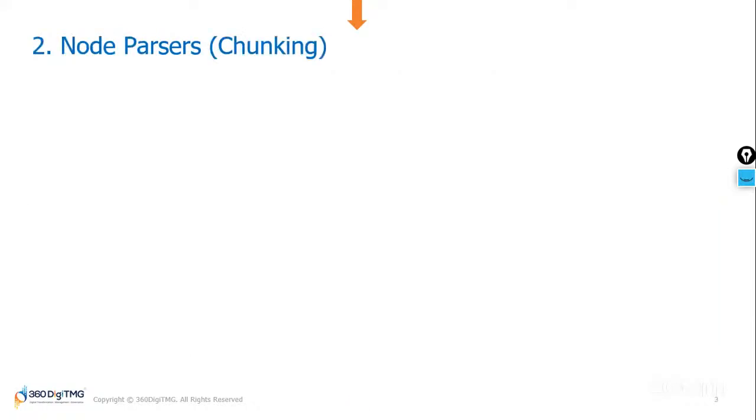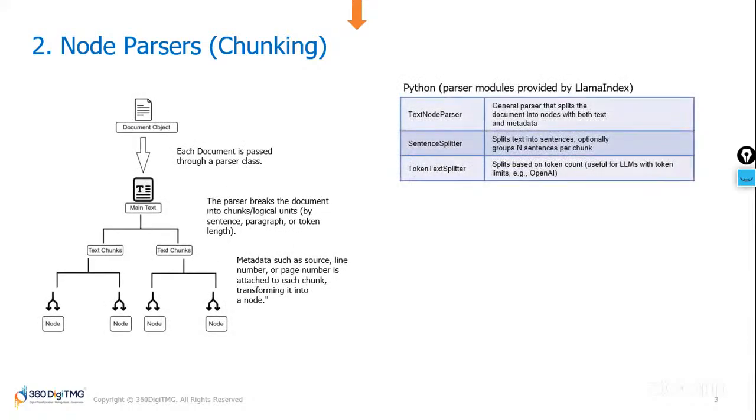Next comes the chunking function. Once we have the structured documents ready, we need to break them down into smaller logical parts. These smaller logical parts are nothing but chunks. This process is called chunking. Each document will go through a parser class, which will break the document into smaller logical parts, maybe based on sentences, paragraphs, or token lengths. It is going to split the huge text document into smaller chunks.